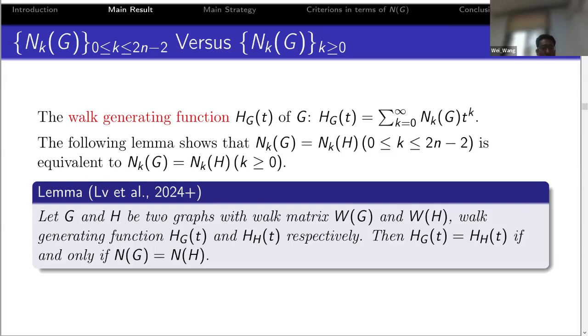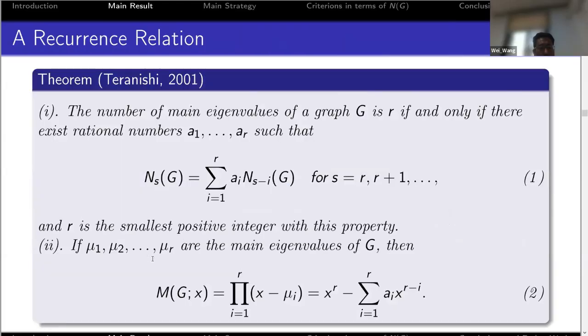Suppose G and H are two graphs with walk matrices W_G and W_H and the walk generating functions, this one and this one. Then they have the same generating function if and only if N_G equals N_H. That means their Hankel matrices coincide. The proof of this lemma is based on another result of Teranishi in 2001. So we need this lemma.